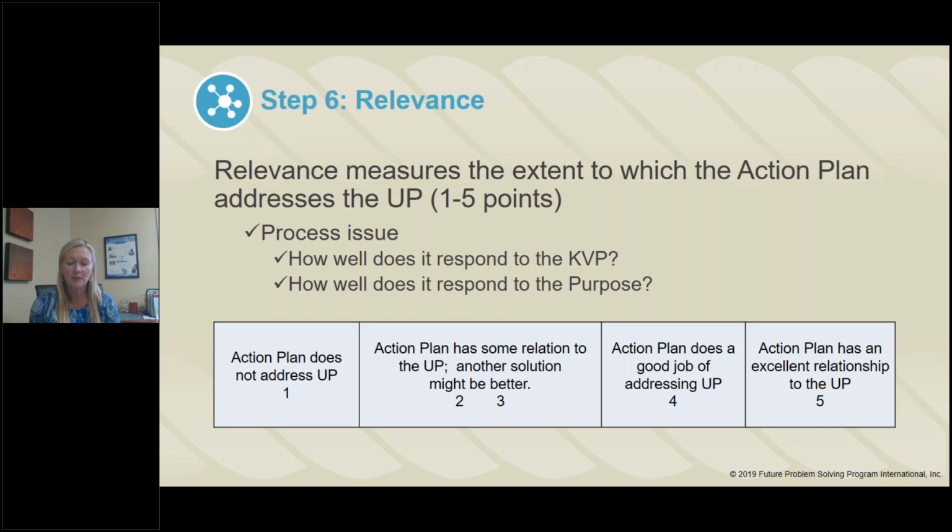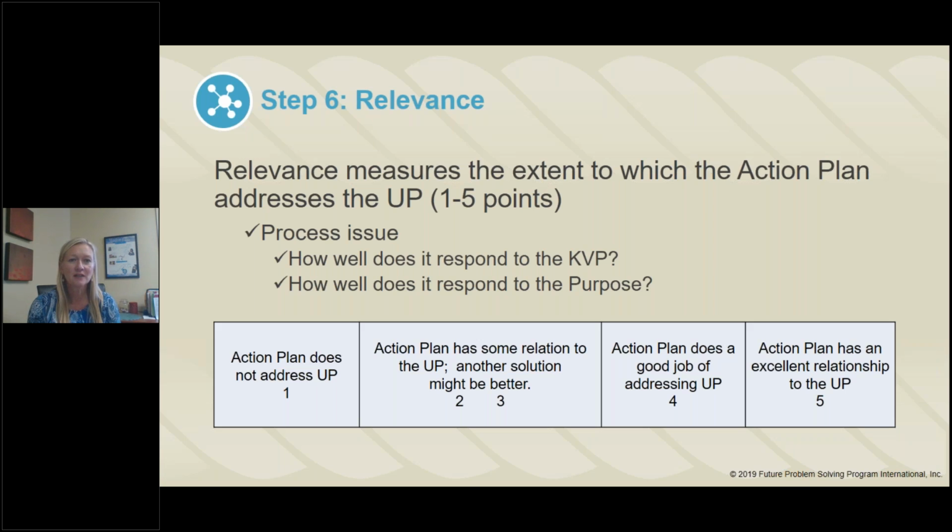Here is the rubric piece of the score sheet. If the action plan has an excellent relationship to the underlying problem, that would be awarded the highest points of 5. Going down the scale, if it does a good job, would be a 4. If it has some relation to the UP or another solution might have been better, you would assign that a 2 or 3. If it doesn't address the underlying problem at all, those students would be awarded 1 point. Okay. Any questions here on relevance?